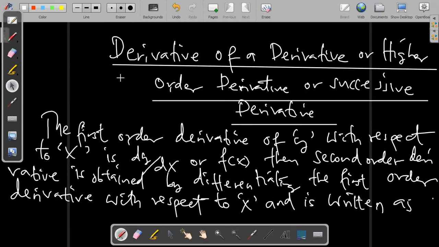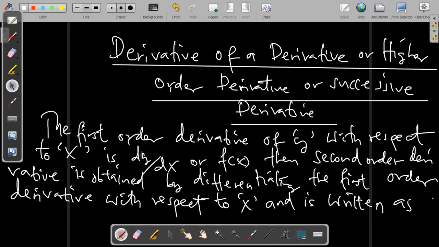So today we are going to look at how we can solve the derivative of a derivative, or higher order derivative, or successive derivative. The first order derivative of y with respect to x is written as dy over dx. Sometimes we write it as a function of x.